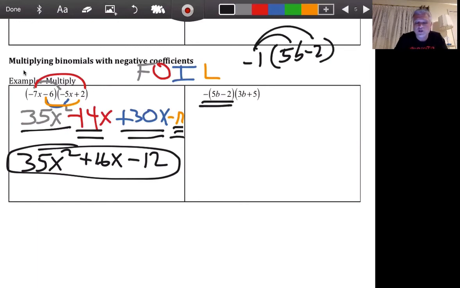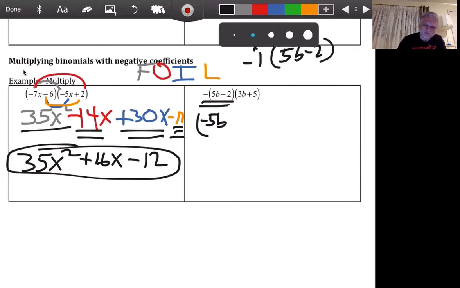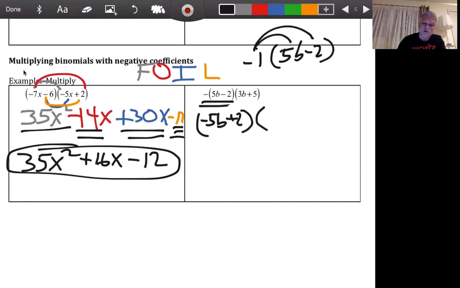It's something you did in Algebra 1. Okay? So negative 1 times 5b minus 2. Well, negative 1 times 5b is negative 5b. Negative 1 times minus 2 changes the sign of the minus 2, right? So that's going to be a plus 2. Okay, so now I'm going to bring down my 3b plus 5.